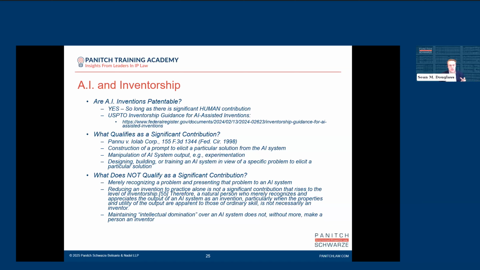And then also one of the big things is maintaining intellectual domination over the AI system does not, without more, make a person an inventor. So essentially, you can think of this in terms of like the ChatGPT, I would say, as an example. Microsoft or OpenAI, as the overall owner of that system, is not going to be an inventor in everything that that system comes up with. So they are maintaining intellectual domination over it, meaning they are in control of the servers, they've generated the initial algorithm, all that kind of stuff, but they are not going to be an inventor for everything that that model outputs for you. So that, again, intellectual domination does not cross that threshold.